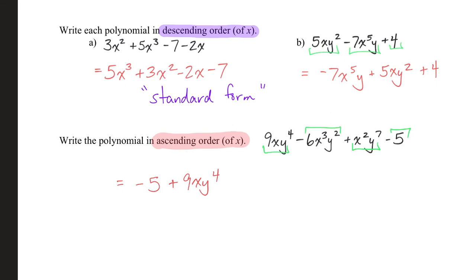I notice that I have 2 x's in x squared y to the 7th. And you're paying close attention to how I'm reading these terms, how I'm talking about these terms. And then we have the most number of x's in our last term of negative 6 x cubed y squared. And there we go. If we got down to that, then I think we are good.